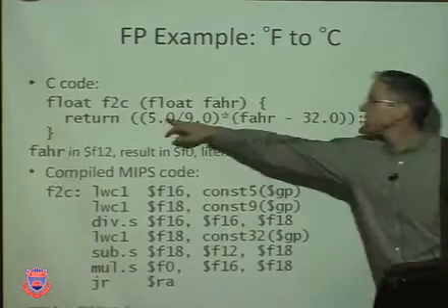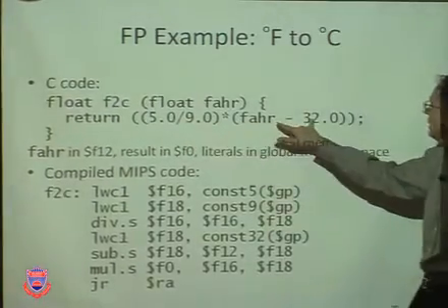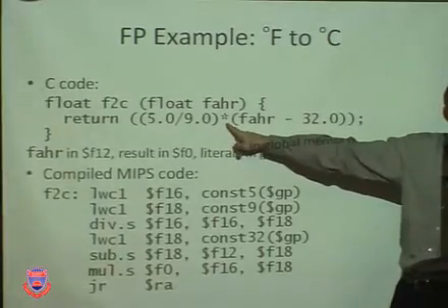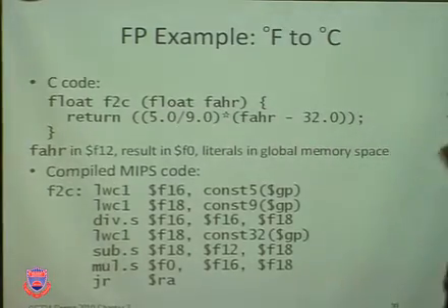Anyway, so the formula for conversion needs this. So what do we need? A floating point division, a floating point subtraction, and a floating point multiplication. We got 3 floating point operations to do this. So let's see how it works in MIPS code.